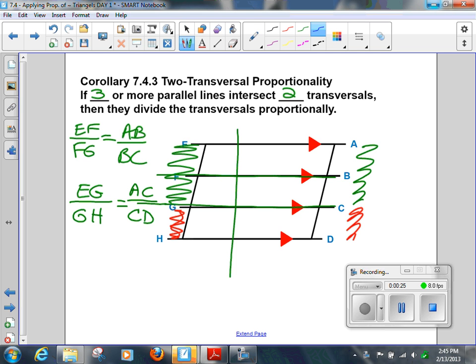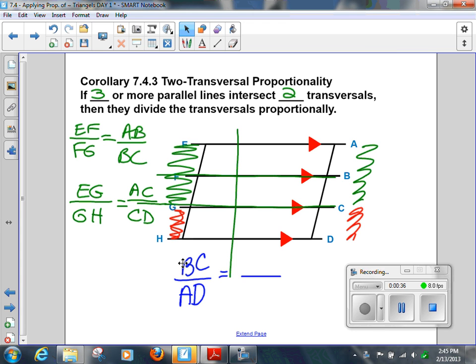If I were to give you a ratio that was BC over AD, how would you fill that out? Don't say anything out loud. This is literally about putting your hands on that picture and figuring out what it's supposed to be. BC over AD is equal to what over what?